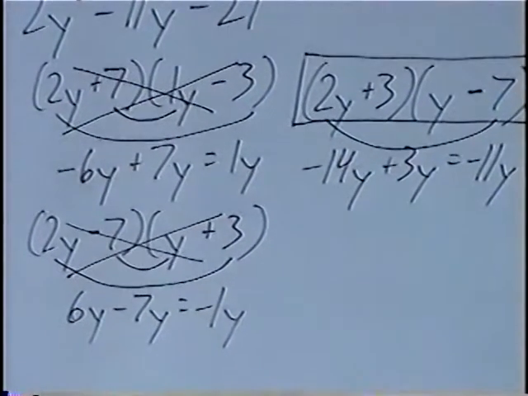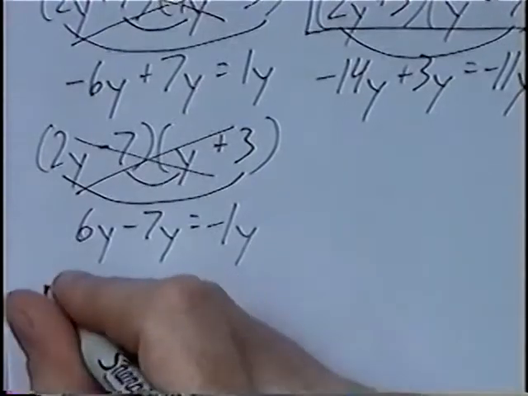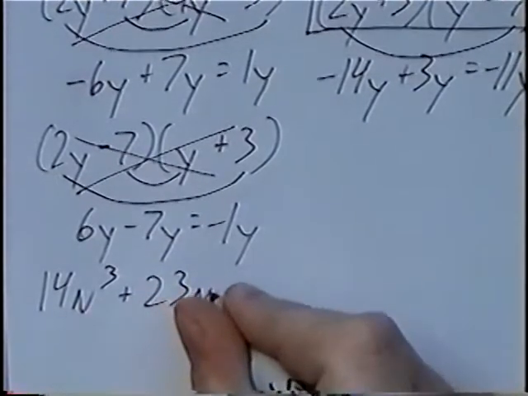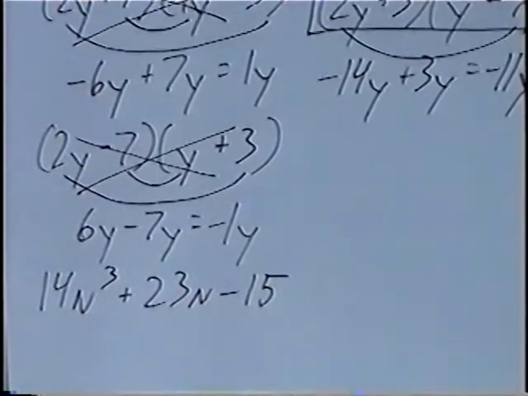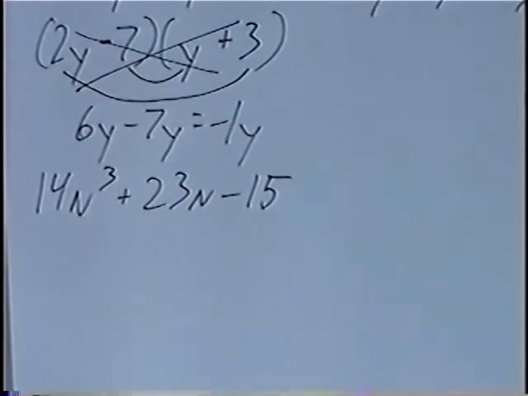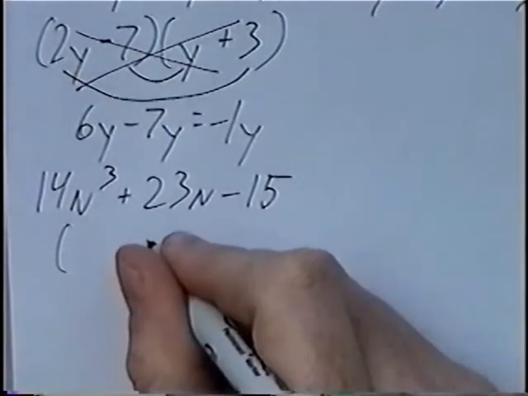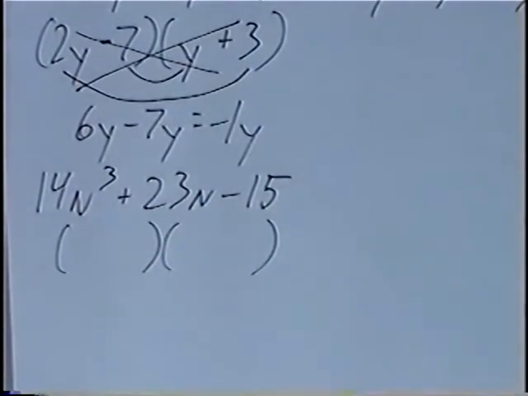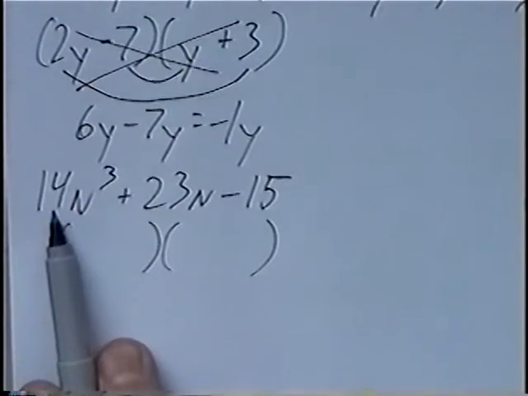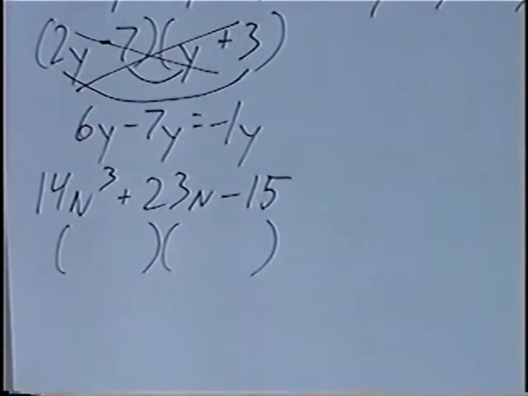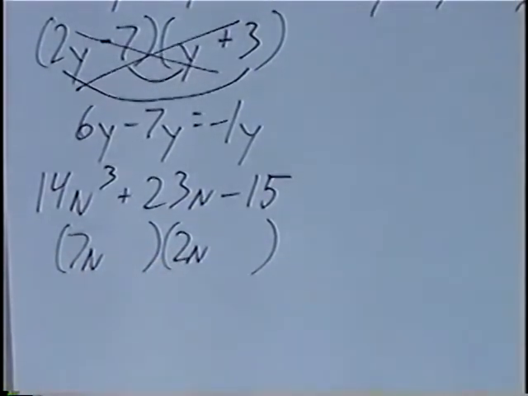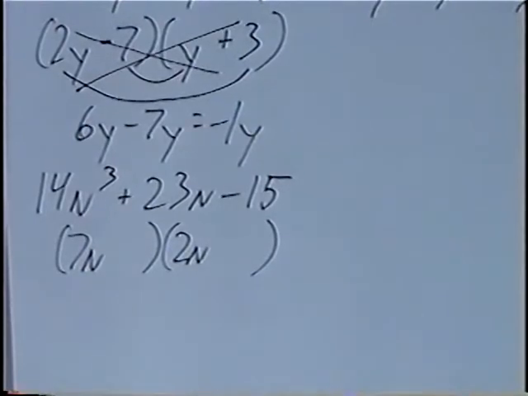Second question and last question for the section. 14n squared plus 23n minus 15. And again, if you wanted to, you could factor this using the diamond and factor by grouping, or we can also factor by guess and check. First guess is the numbers that multiply to get 14. And again, we can either guess 14 times 1 or 7 times 2. If we try 7n times 2n, that's one way to guess, and if these do not work out, we can go back and try the other combinations.